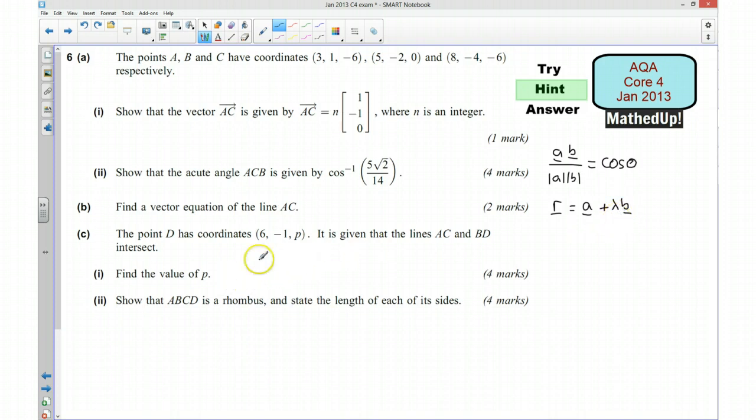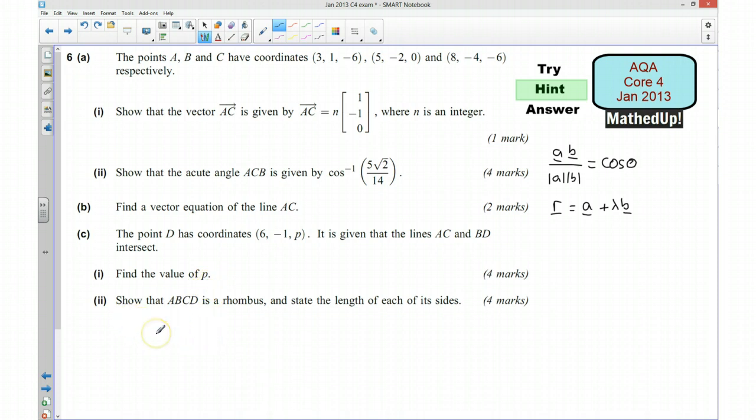We can then, because we know that they intersect each other, make the equation of the line AC and the equation of the line BD equal to each other, and we should be able to then go on and find what p is.